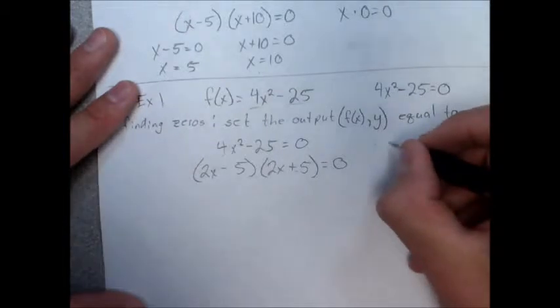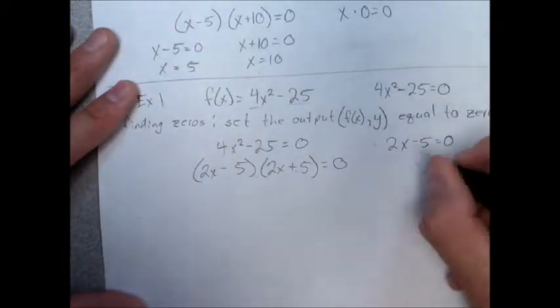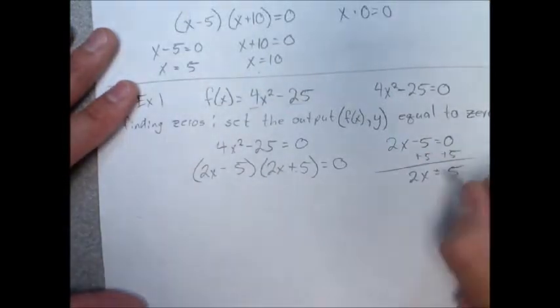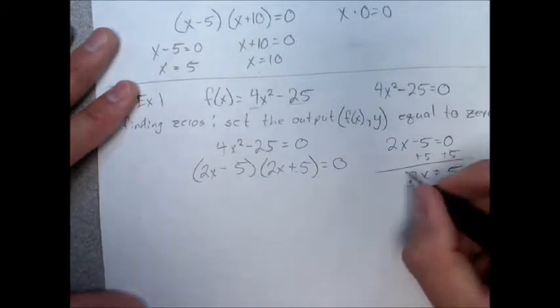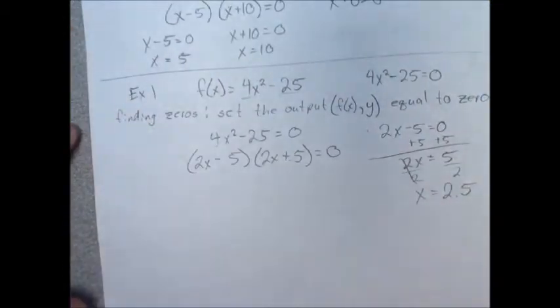So first one, 2x minus 5 equals 0. Add 5, and we get 2x equals 5. Divide by 2, and we're left with x equaling 5 halves, or 2.5. I don't care how you write it. They're equivalent, so it doesn't matter if you leave this fraction or not.